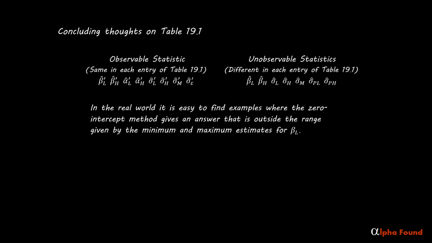In the real world, it is easy to find examples where the zero-intercept method gives an answer that is outside the range given by the minimum and maximum estimates for the low ideal beta. Perhaps there is something missing.